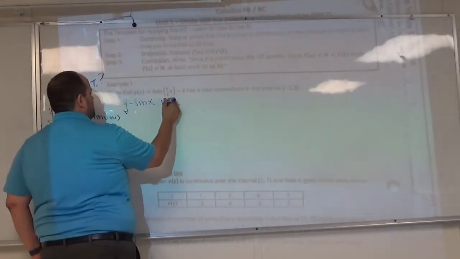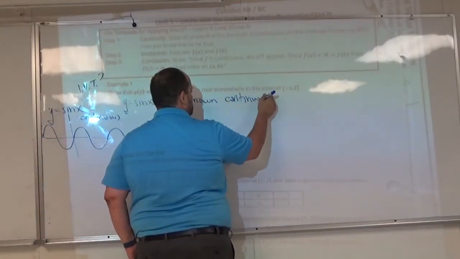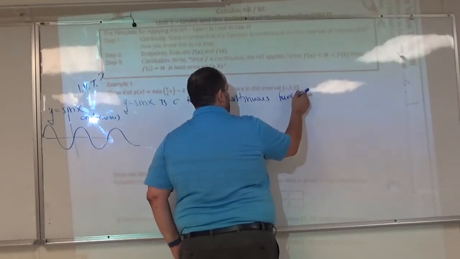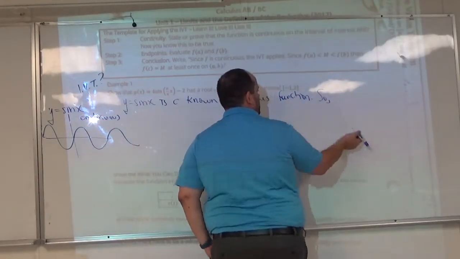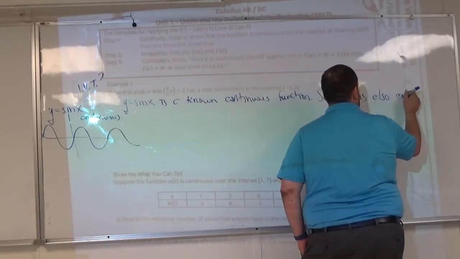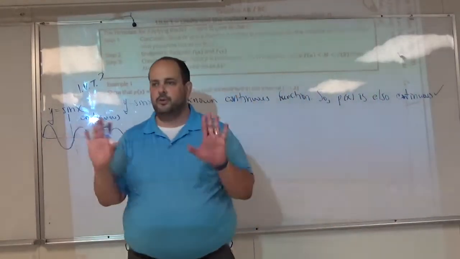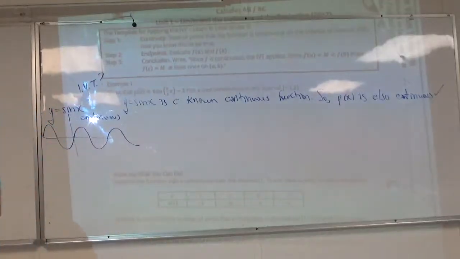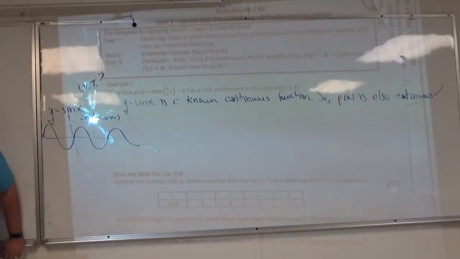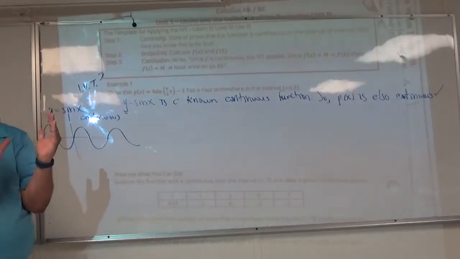So what we know, I'd say this. Y equals sine of x is a known continuous function. So P of x is also continuous. Check. You've convinced me. Eric, I know you know it's a continuous function. Everybody okay? We're continuous. Now, continuous where? Is this continuous everywhere? Is it continuous just on an interval?